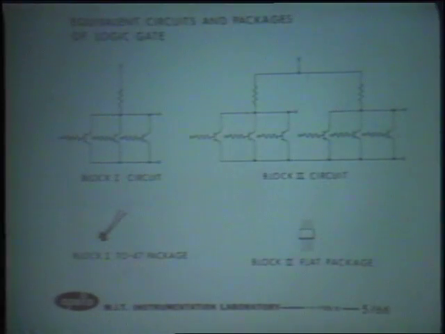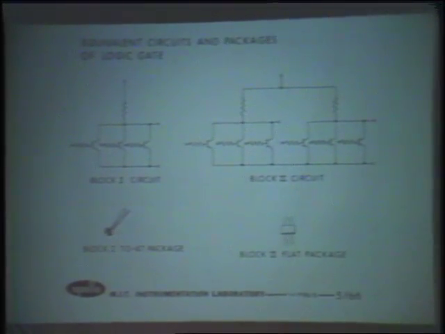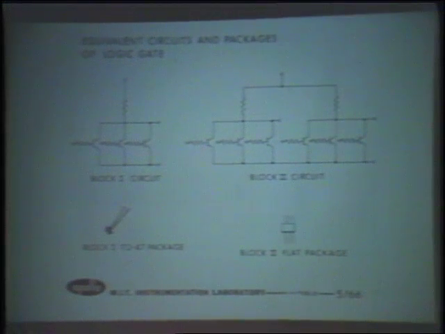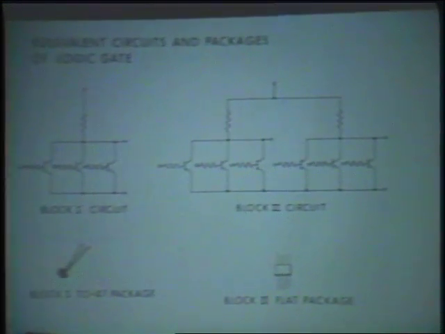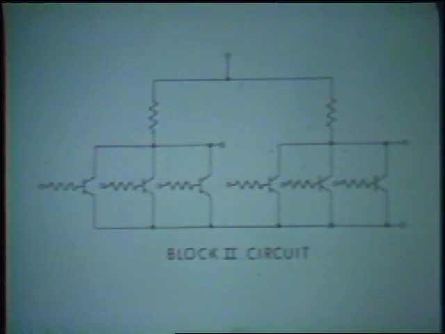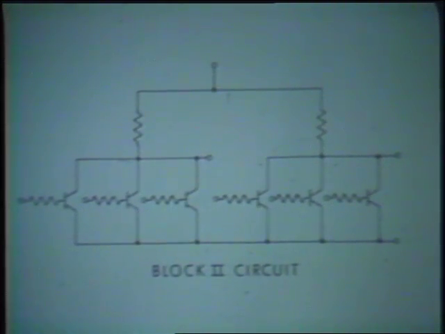Now, take a better look at what the micrologic looked like. It was RTL logic gates. The TO-47 package that I mentioned here is here, which went into Block 1, and this is the logic gate, a 3-input NOR gate. By Block 2, we had 2 gates on one chip, again still the 3-input NOR gates. And they were mounted in flat packages, which is shown here.